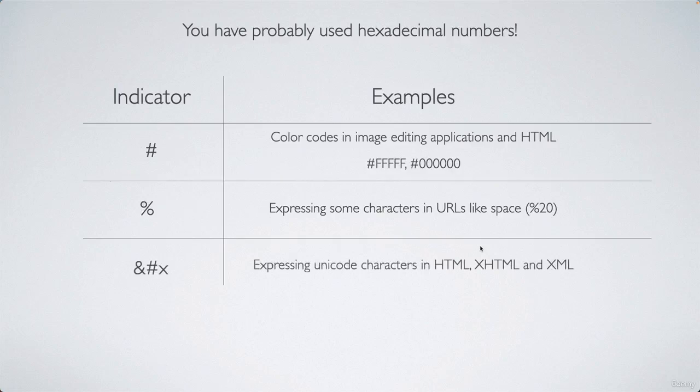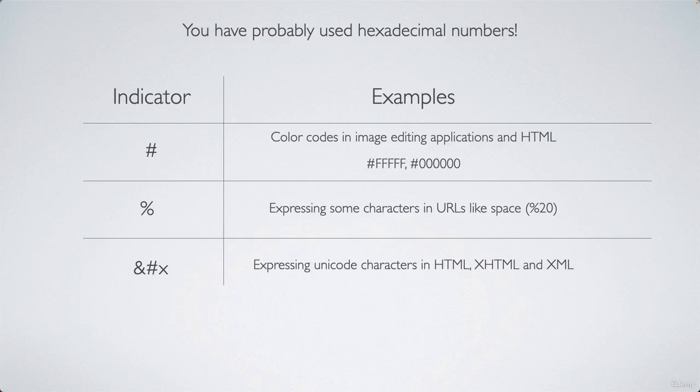Another example is in HTML. If you want to display some special Unicode characters, you would use hexadecimal code points, and the indicator is an ampersand, and then sharp, and then X, and then the code point in hexadecimal. Now we're going to talk greatly about Unicode later in this section, but I just wanted to say that this hexadecimal numeric system that we're learning right now is really common.